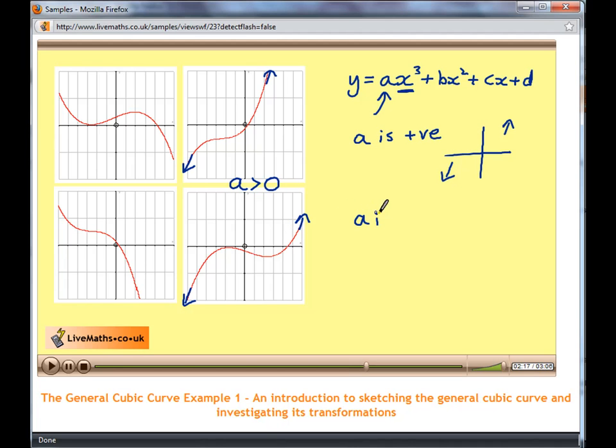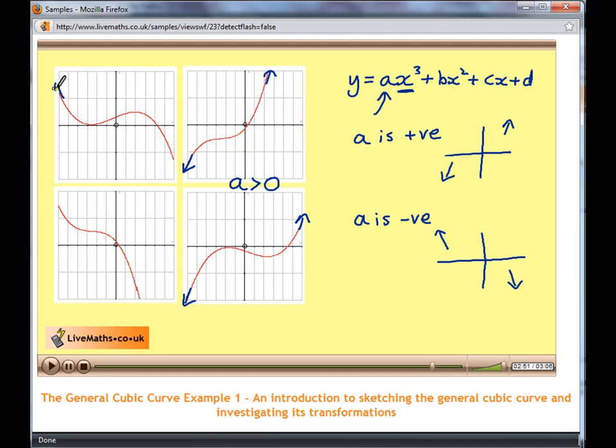We can apply the same argument to the situation where a is negative. The x cubed term must dominate, so if x is positive, this term will be negative, and if x is negative, the term will be positive. And the effect this will have on the graph is that the curve must go out of the bottom in quadrant 4 and out of the top in quadrant 2.